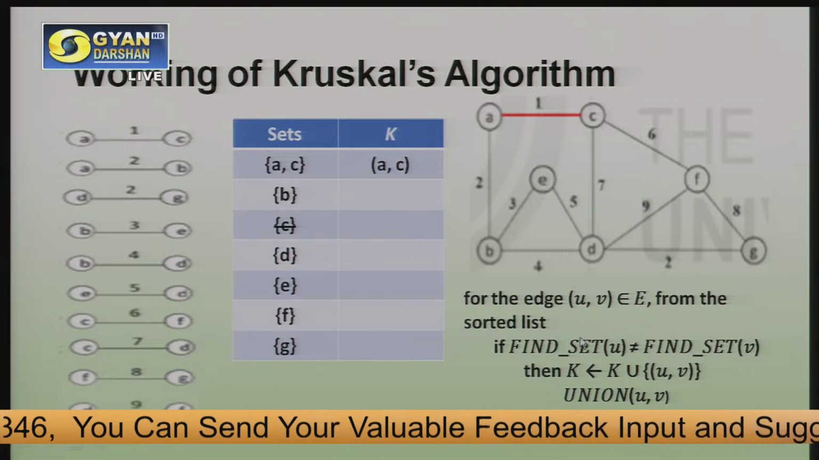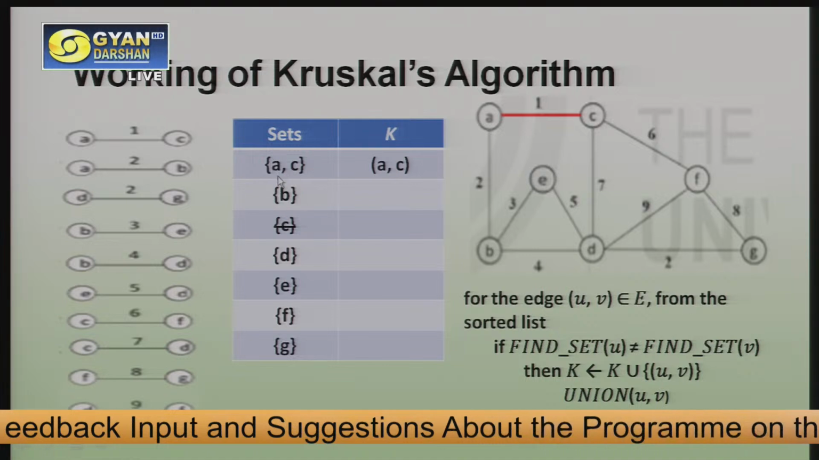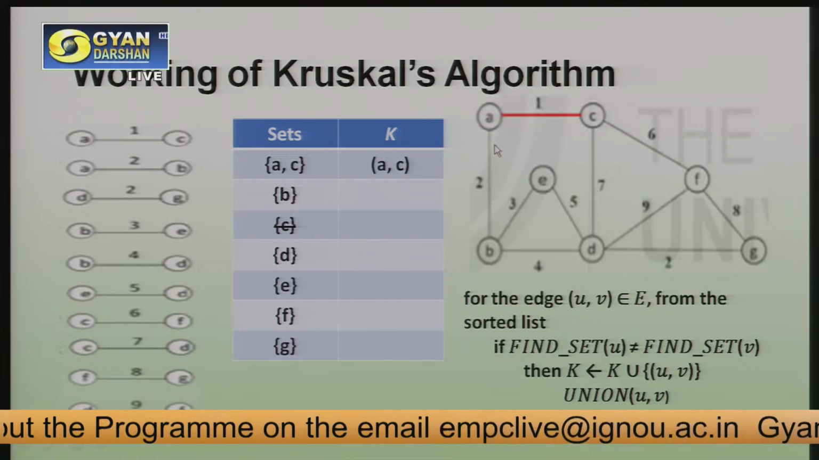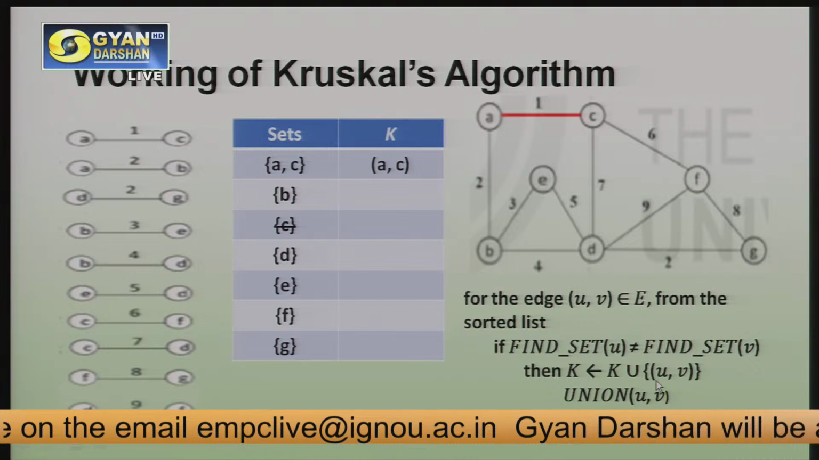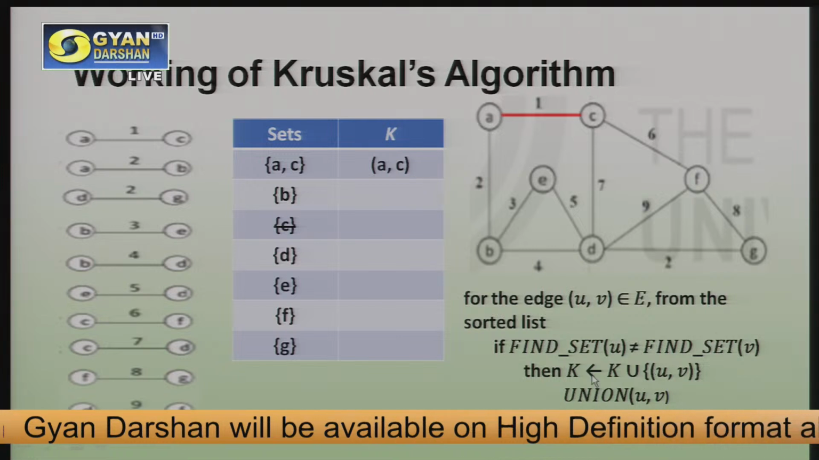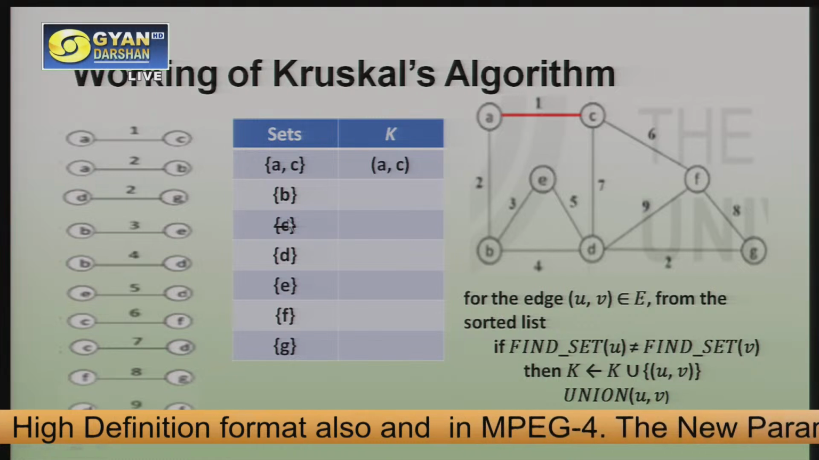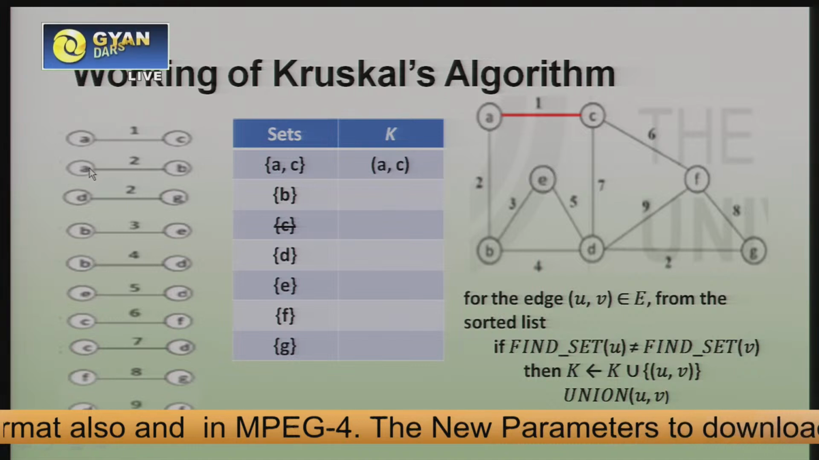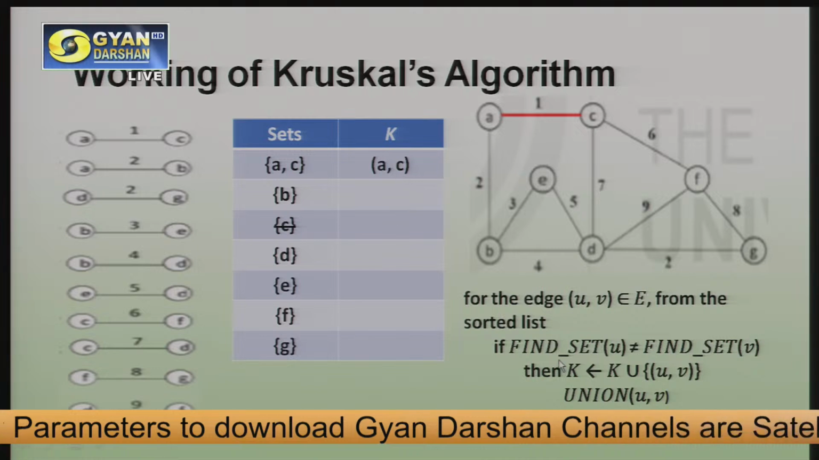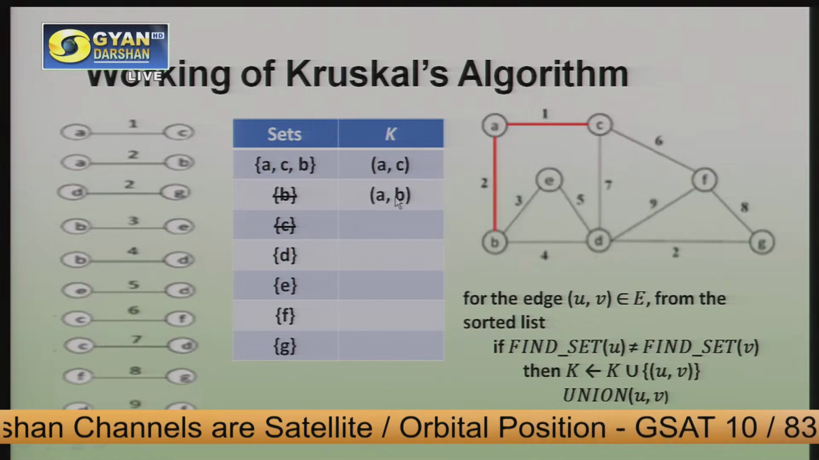Both are not the same, right? They are not the same because this set is different from this. A is found in this set, B is found in this set, right? Therefore, the edge AB can once again be added. So we will now be performing the union operator with the set K and edge AB. So what exactly will we be getting? In addition to AC, we will be getting AB, right?